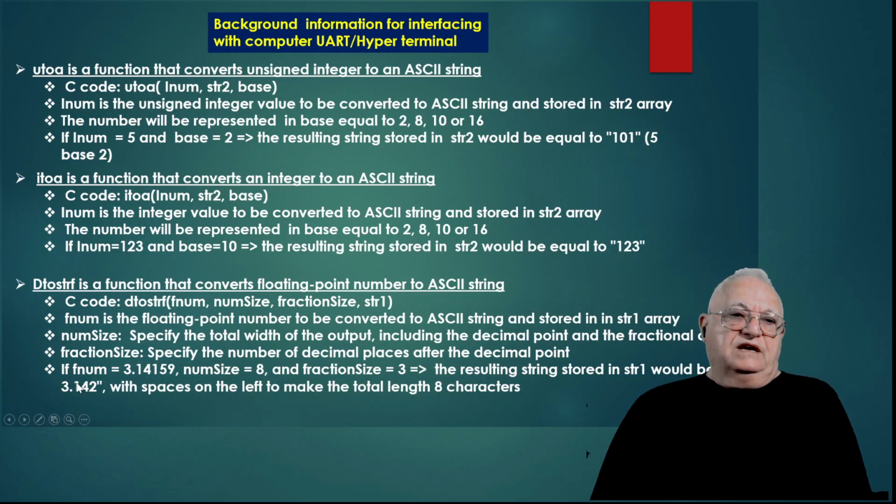So let's go through the example. Let's assume we have an fnum of 3.14159 with a num size of 8 and a fraction size of 3. Then the resulting ASCII string would be the 3 plus, since we only have 3 fractions, 3.142. It would pad the rest with spaces on the left to make a total of 8 characters.